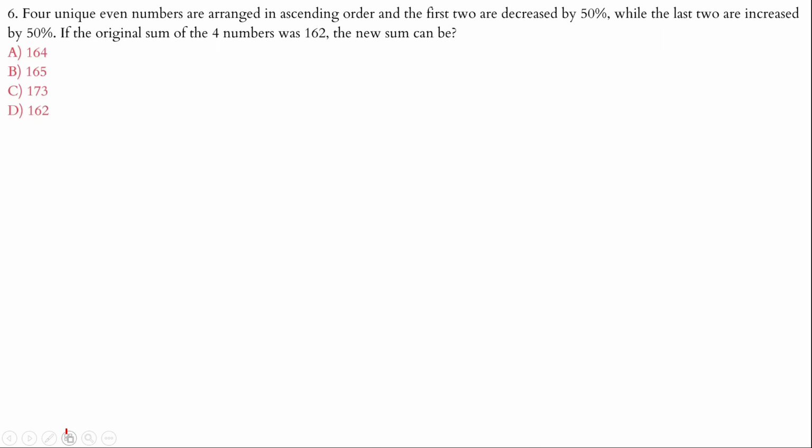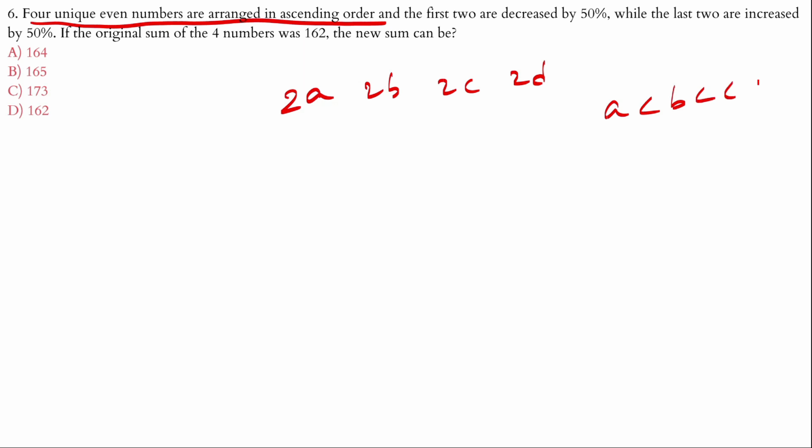4 unique even numbers are arranged in ascending order, and the first two are decreased by 50% while the last two are increased by 50%. If the original sum of the 4 numbers was 162, the new sum can be, okay, 4 unique even numbers are arranged in ascending order. So let's assume the 4 numbers to be 2a, 2b, 2c and 2d. Okay, as they are arranged in ascending order, definitely we can say that a is less than b is less than c and c is less than d. So what is given here?